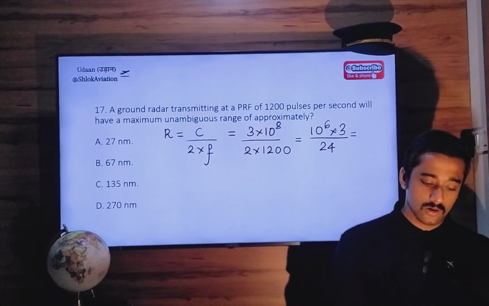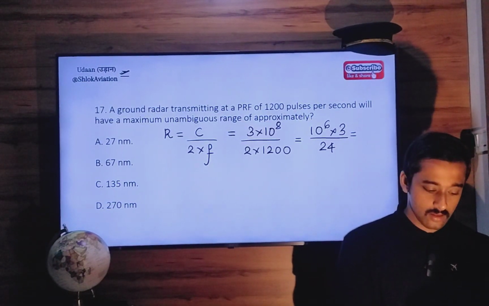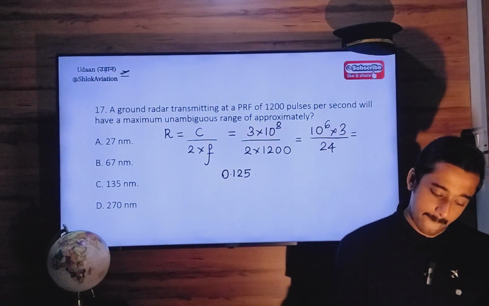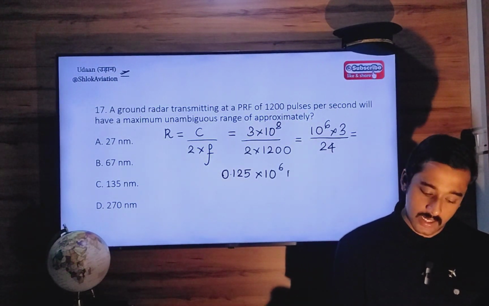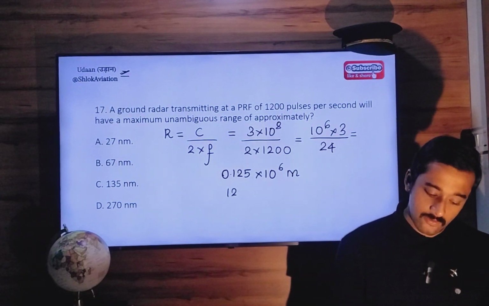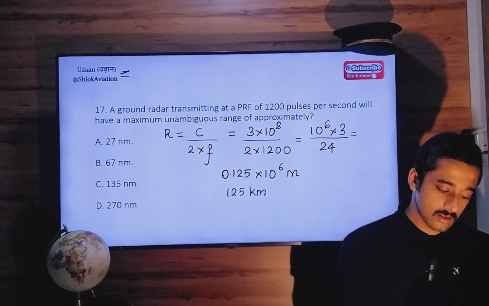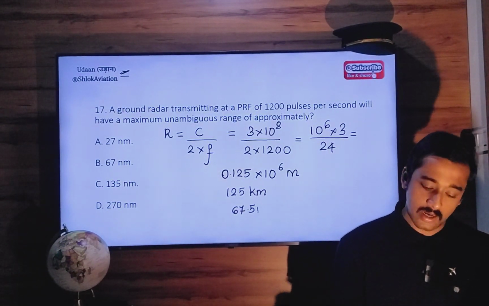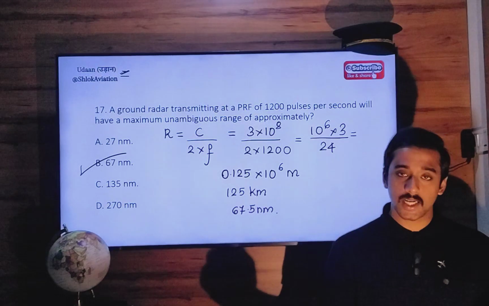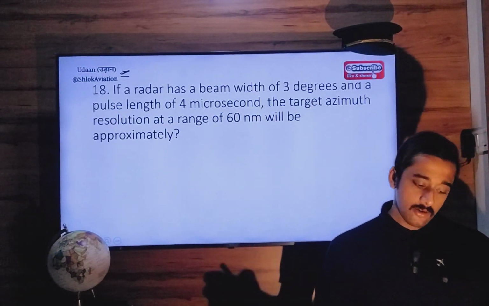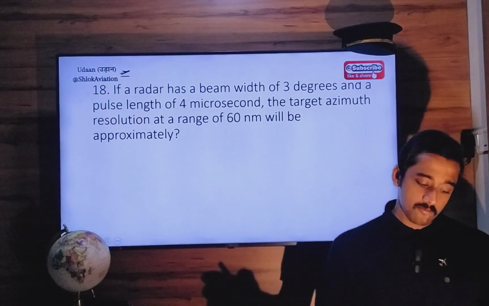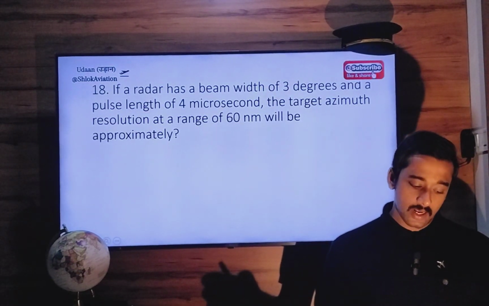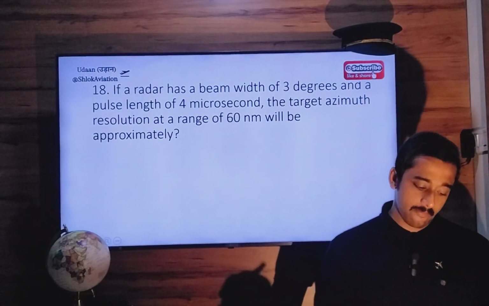So that will be equal to 0.125 into 10 raised to 6 meters, or 125 kilometers, or 67.5 nautical miles. So option Bravo is the correct option. If radar has a beam width of 3 degrees and a pulse length of 4 microseconds, the target azimuth resolution at a range of 60 nautical miles will be approximately how much?